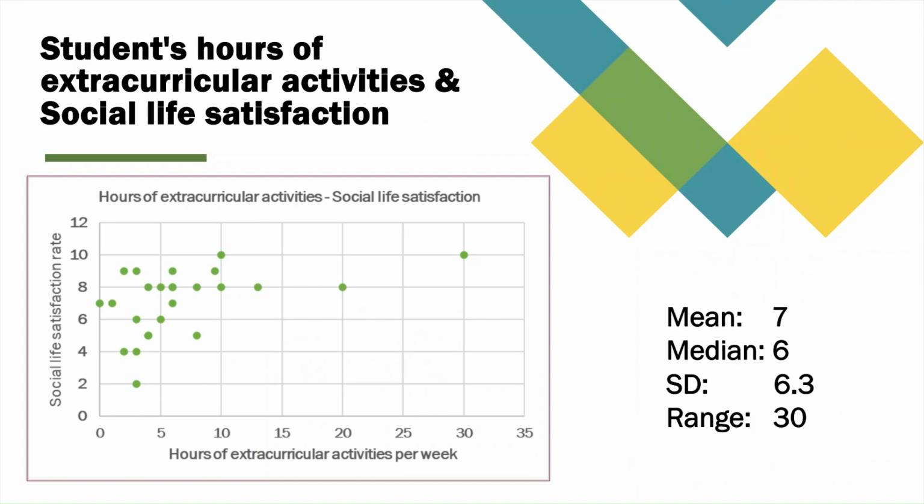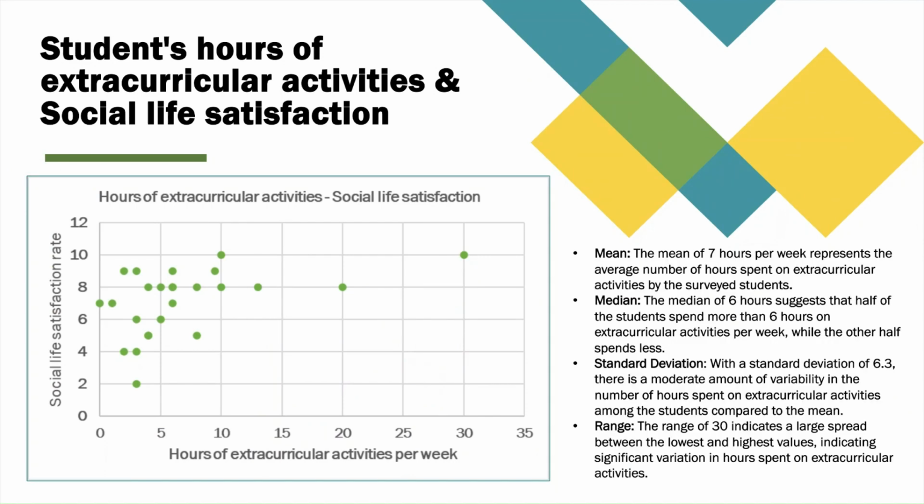the standard deviation was 6.3, and the range was 30. The mean of 7 hours per week represents the average number of hours spent on extracurricular activities by the surveyed students. The median of 6 hours suggests that half of the students spend more than 6 hours on extracurricular activities per week, while the other half spends less. The standard deviation of 6.3 shows that there is a moderate amount of variability in the number of hours spent on extracurricular activities among the students compared to the mean.